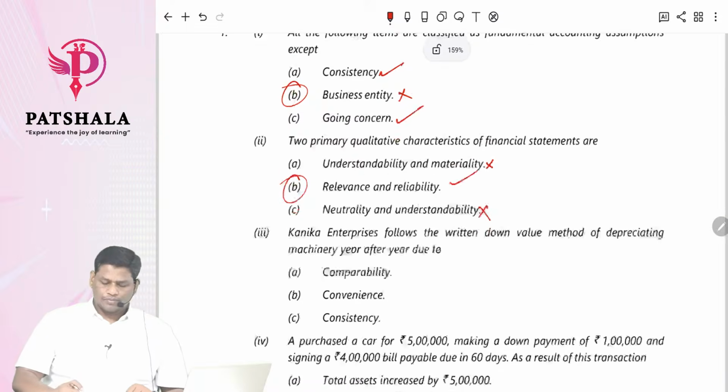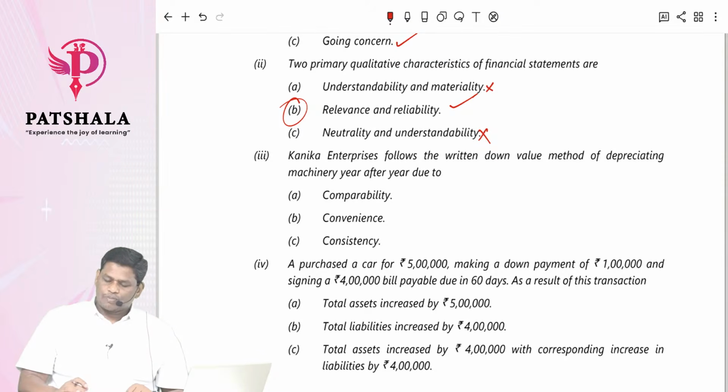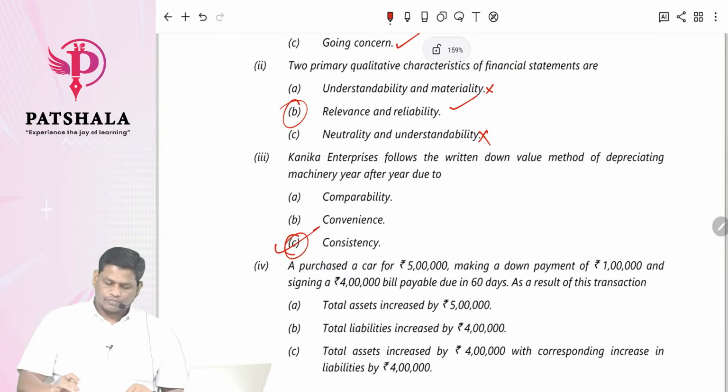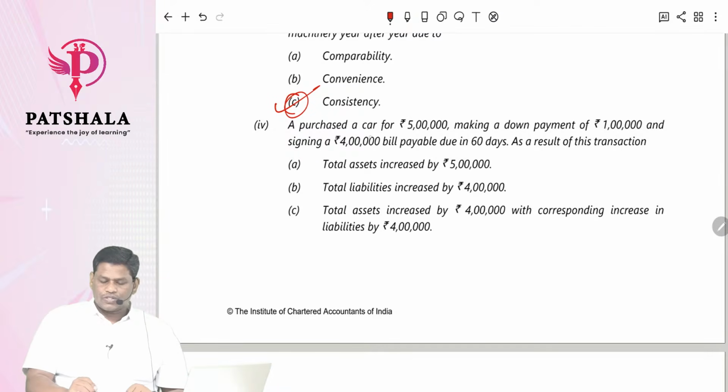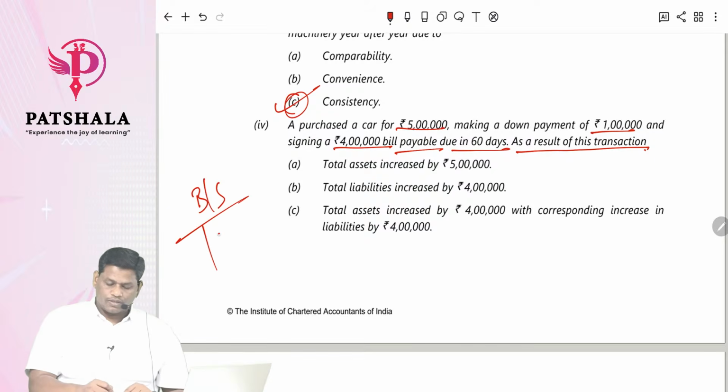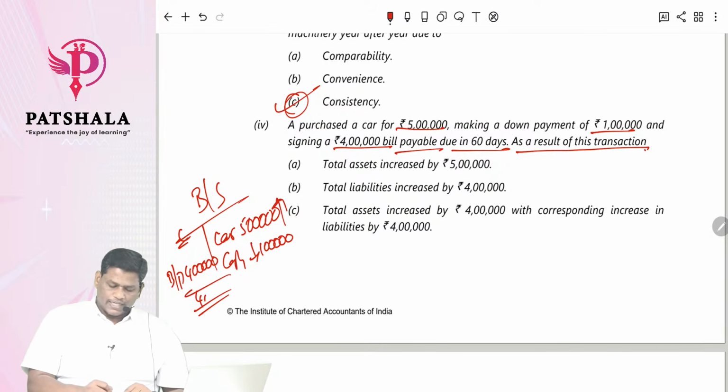Okay, you have to look at it like this. Kanika Enterprise follows the reducing value method of depreciation of machinery year after year due to... A purchased a car for 5 lakhs, making a down payment of 1 lakh and signing a 4 lakh bill payable due in 60 days. As a result of this transaction, in the balance sheet, car 5 lakhs. Down payment 1 lakh, and cash will come down by 1 lakh. Balance bill I am writing 4 lakhs, and a liability. So the net effect is 4 lakhs.